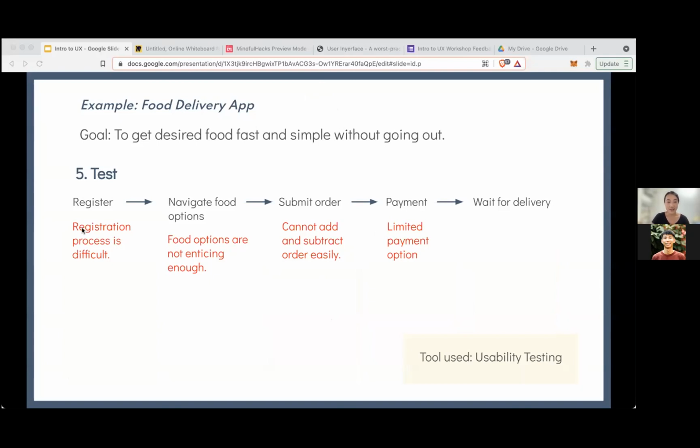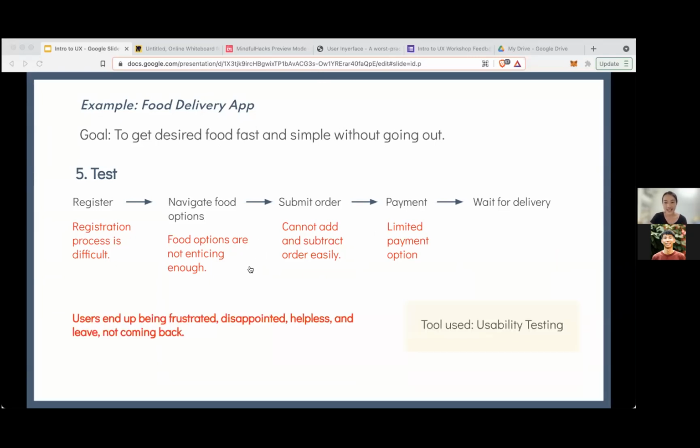For example, in the registration process, it's so difficult, and the navigation food option is not enticing enough, so people wouldn't stay on this page. And for submitting an order, the user cannot add or subtract items easily, and for payment, the user cannot find the payment option that they want because it's a limited payment option.